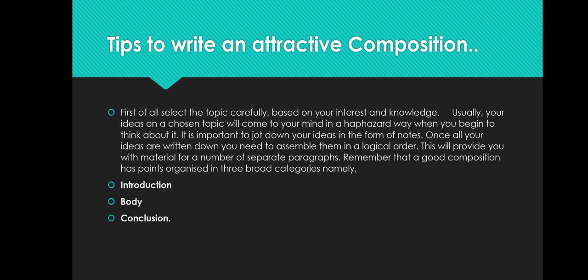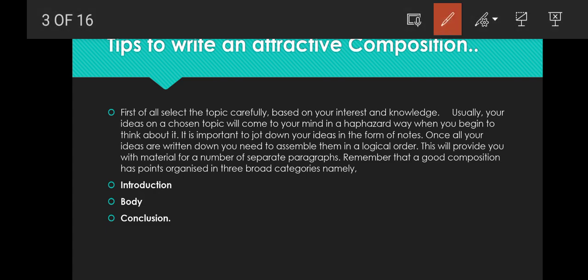Every composition contains 3 parts, as I told you: introduction, body, and conclusion. What is the introduction? The first paragraph is the introduction, which should be 5 to 6 lines. At least 5 lines you have to write. The body should contain 7 to 8 lines, and the conclusion should again contain 4 to 5 lines.